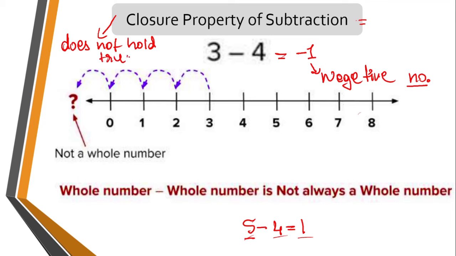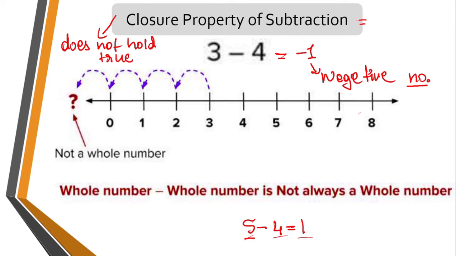So closure property does not hold true for subtraction. A whole number minus a whole number is not always a whole number. Sometimes it may be a whole number, but not always. So we can't say that because it works in some cases, it holds true. We can't say that.